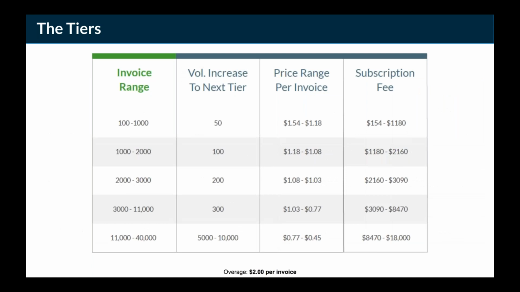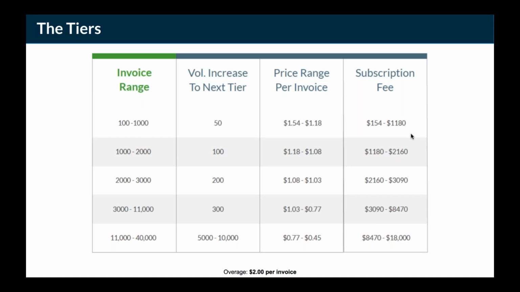You'll also have a subscription. You'll determine how many invoices you're going to do on a monthly basis, and then you will buy into that bucket. I don't even know the number of buckets we have, but this gives you a range: 100 to 1,000 invoices, with a per-invoice cost from $1.54 to $1.18, and the subscription anywhere from $154 to $1,800. You'll let us know how many invoices you do, and we'll figure out which bucket you fall into.